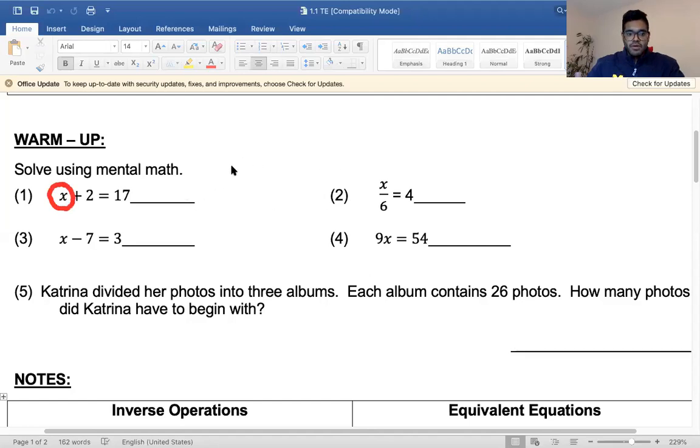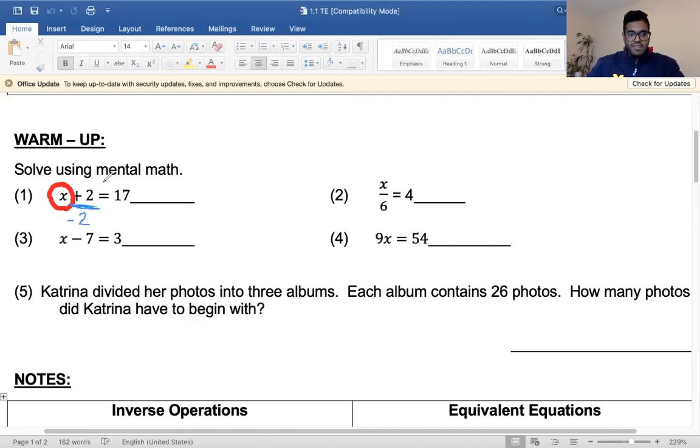So now what do I notice? Well, I notice that I have this plus 2 next to the x. All right, we've got plus 2 next to x. So if I'm trying to get x alone, how do I get rid of a plus 2? Well, what's the opposite of addition? This is where we're going to talk about inverse operations. The opposite of addition is subtraction. So if I subtract 2 on this side, but now what do we notice?